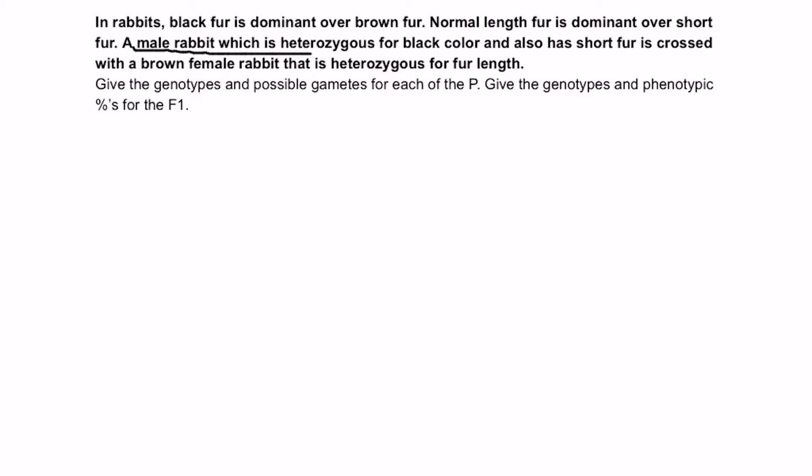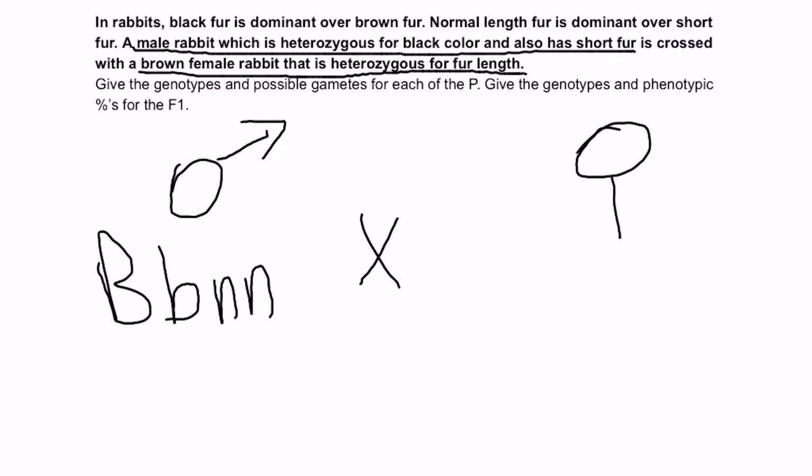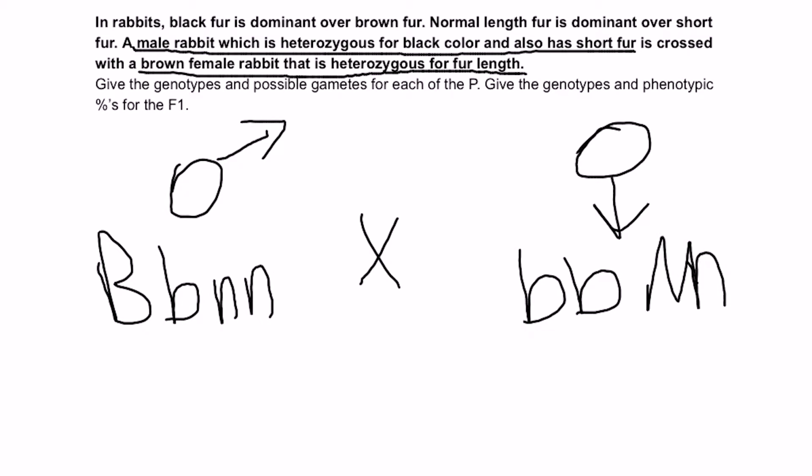So here we see that a male rabbit, which is heterozygous for black color and has short fur, is crossed with a brown female rabbit, which is heterozygous for fur length. So we're going to do the male rabbit's genotype, and we know that's big B, little b, and little n, little n, because it has short fur, which is both recessive. Now for the mother, it's going to be brown, which is both little b, and heterozygous, which is large N and little n.